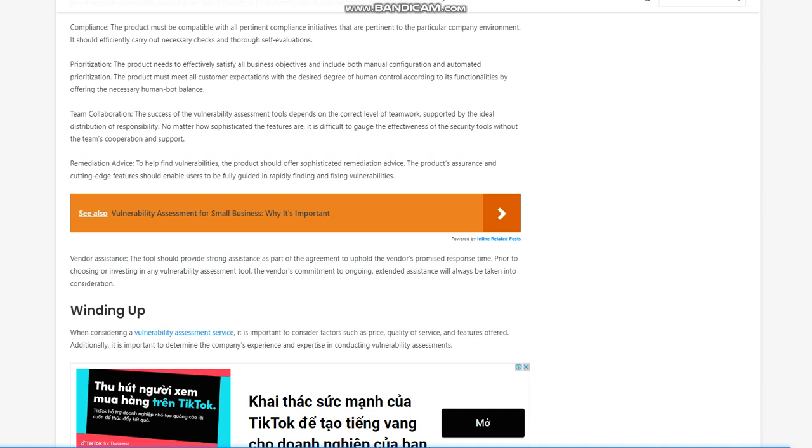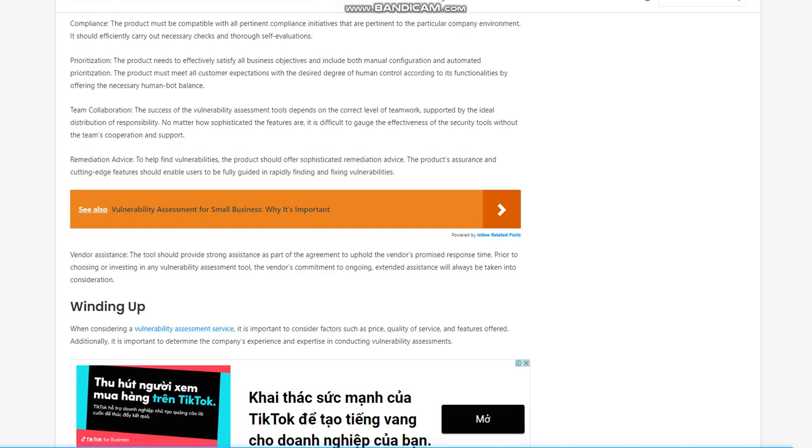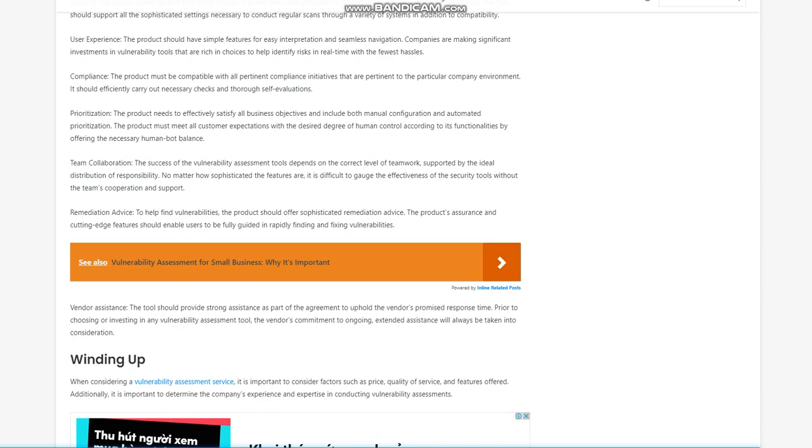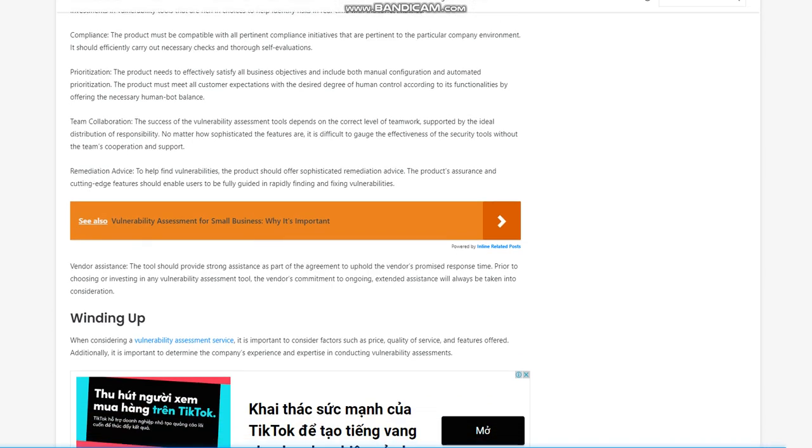Vendor assistance. The tool should provide strong assistance as part of the agreement to uphold the vendor's promised response time. Prior to choosing or investing in any vulnerability assessment tool, the vendor's commitment to ongoing, extended assistance will always be taken into consideration. Winding up. When considering a vulnerability assessment service, it is important to consider factors such as price, quality of service, and features offered. Additionally, it is important to determine the company's experience and expertise in conducting vulnerability assessments.